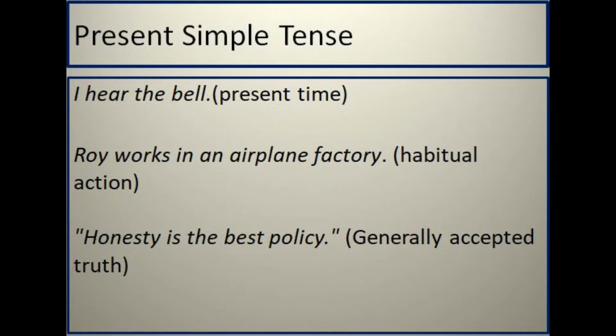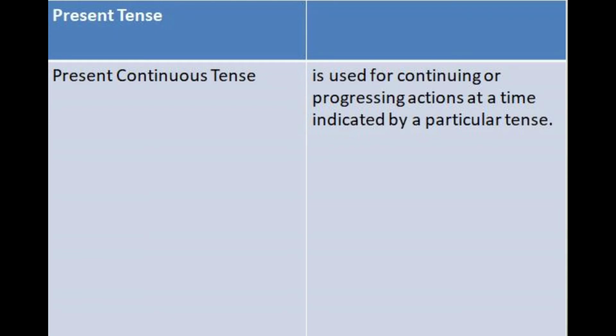Okay, let's continue to the next one. The second form is the present continuous tense. The present continuous tense is used for continuing or progressing action at a time indicated by a particular tense. It means actions that are happening now. "I am speaking." Action now, like physical action.